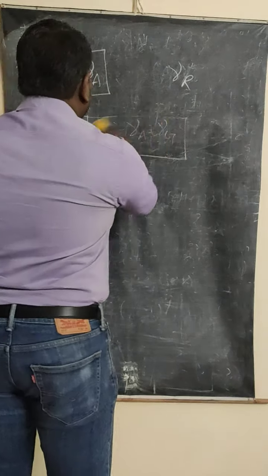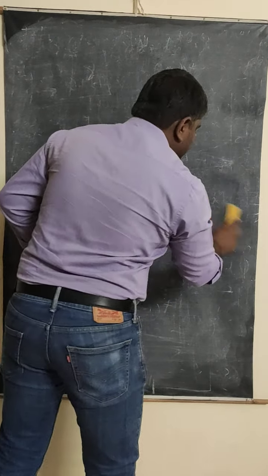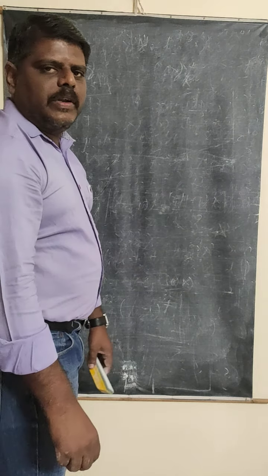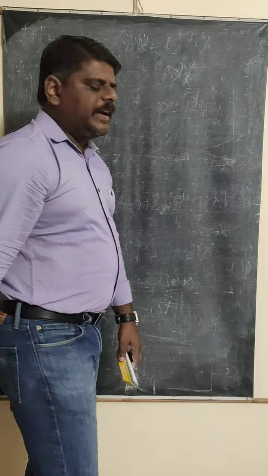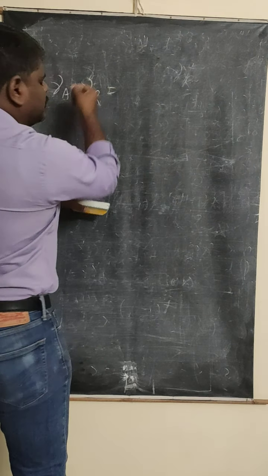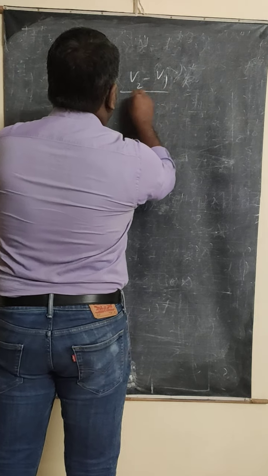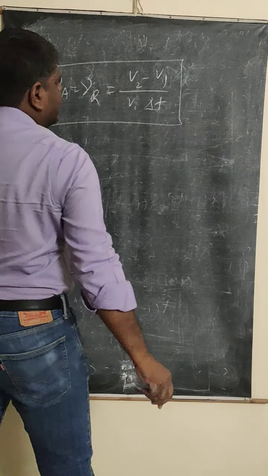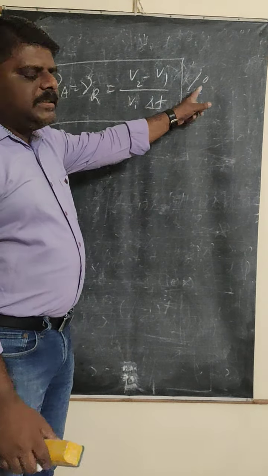After that, we discussed the formulas for the coefficient of apparent expansion and the real expansion. The formulas are the same; both represent values only. The change is only in the definition, a small change. The formula I derived: gamma A is equal to gamma R, and both have the same formula, that is V2 minus V1 divided by V1 into delta T. And the units we derived are per degree Celsius.